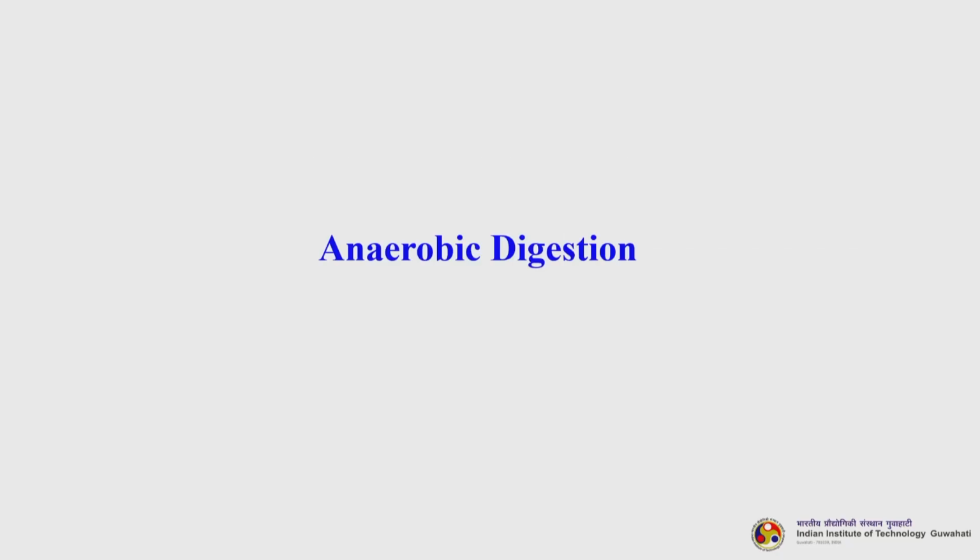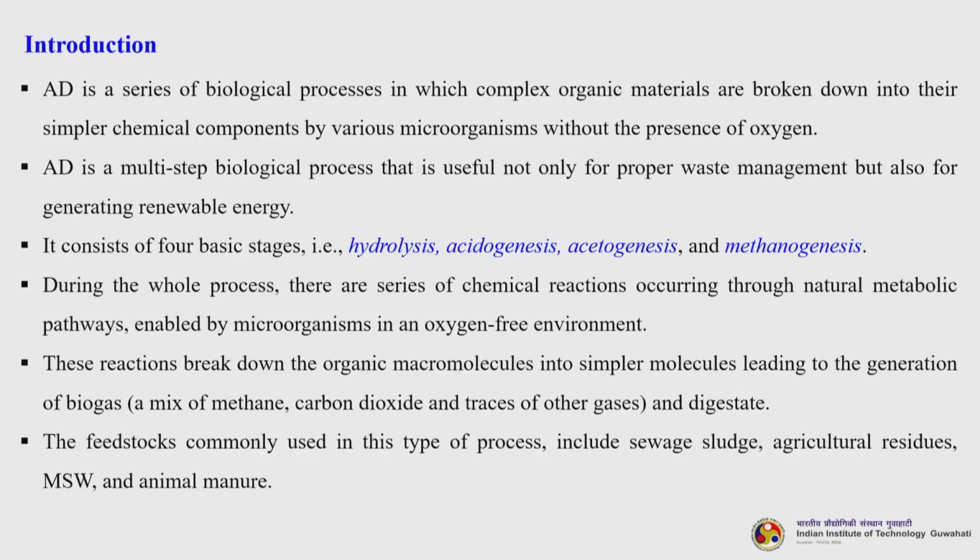So, let us begin. Anaerobic digestion. Anaerobic digestion is a series of biological processes in which complex organic materials are broken down into their simpler chemical components by various microorganisms without the presence of oxygen. It is a multi-step biological process that is useful not only for proper waste management but also for generating renewable energy like various types of biofuels. It consists of 4 basic stages: hydrolysis, acidogenesis, acetogenesis and methanogenesis.